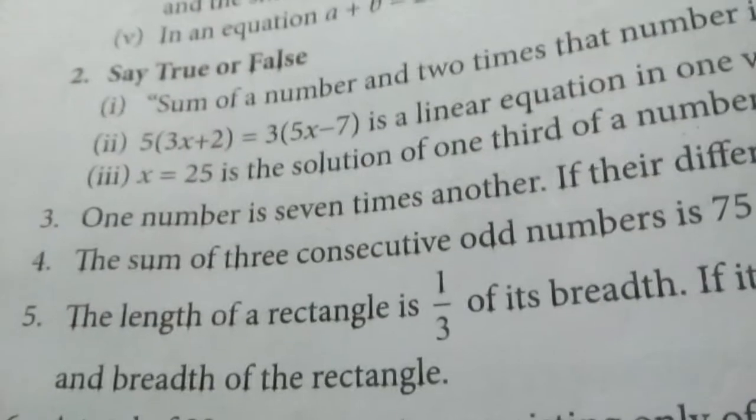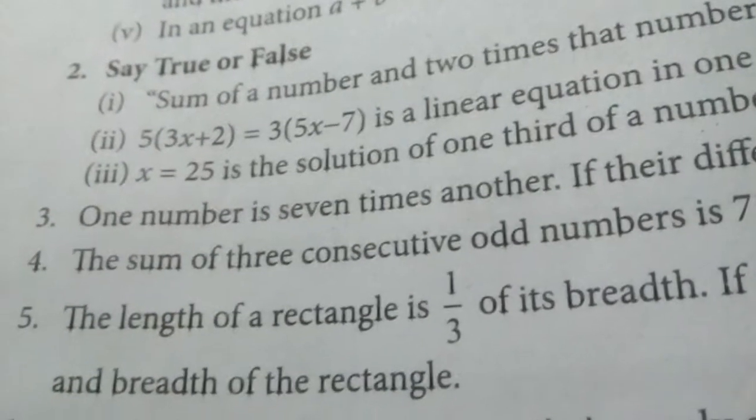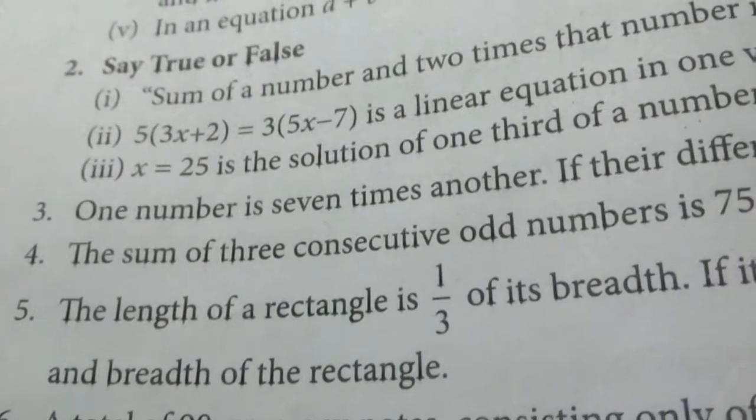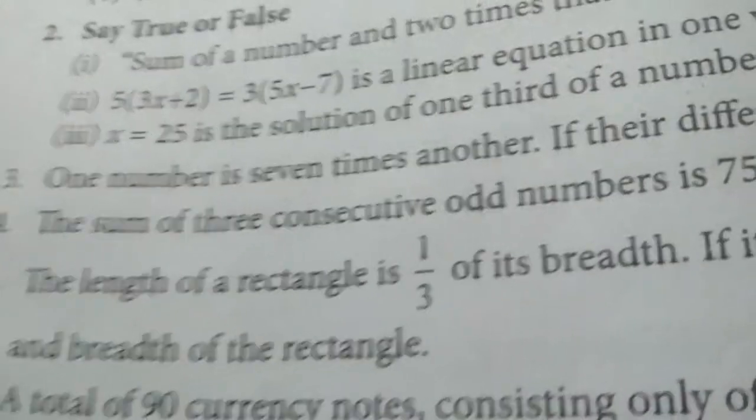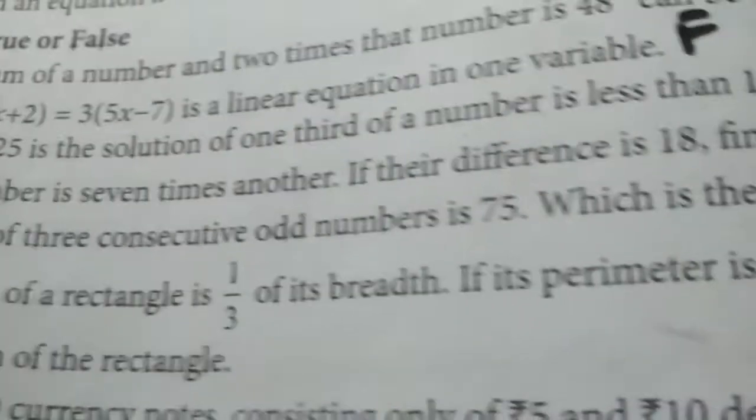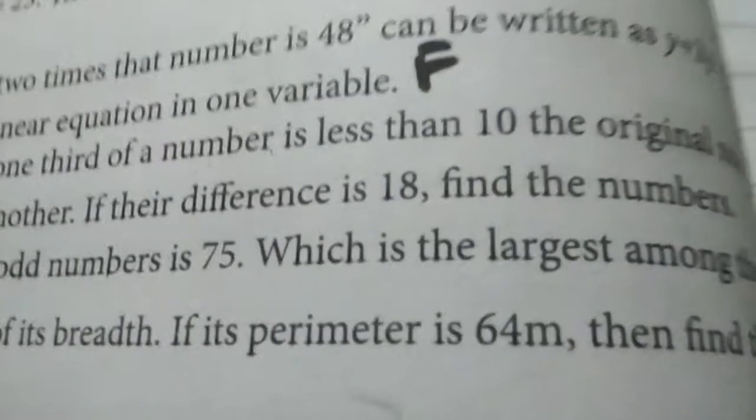Good morning, students. The third question which we are going to see today in exercise 3.7. The first two Roman letters we have already completed, so now we have passed to the third question. One number is 7 times another. If the difference is 18, find the number.